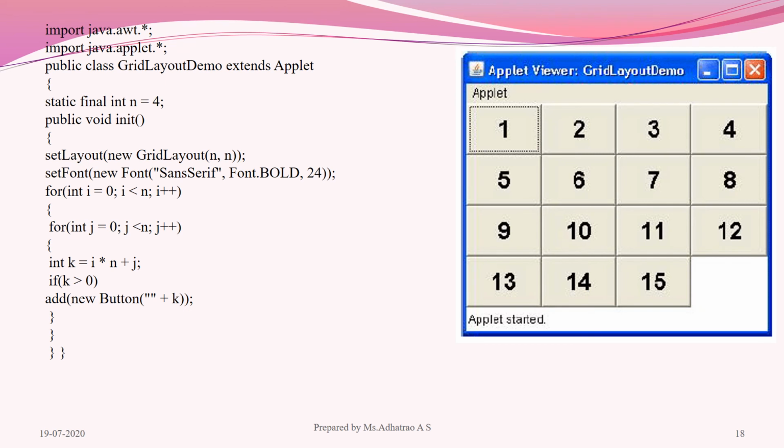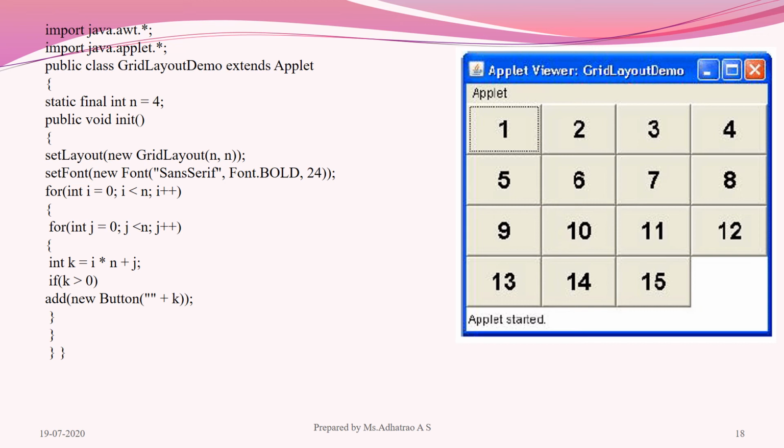So this is the example of grid layout. See, by using the setLayout method, I am passing the rows and columns in the form of n. That means here I define integer n equal to 4. That means my grid layout structure is for 4 rows and 4 columns. Here there is one method I use, the setFont method.